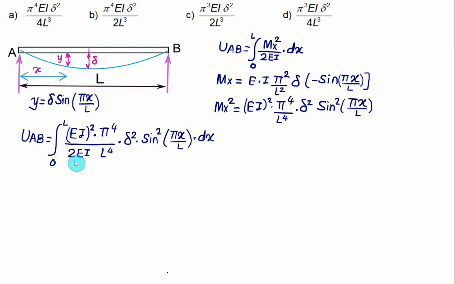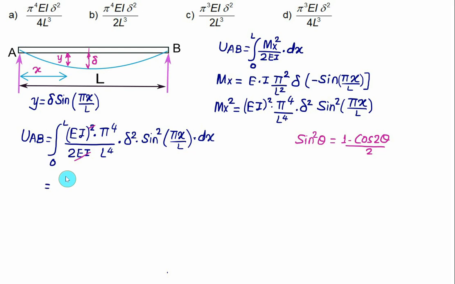So this term of EI gets cancelled here, and we can take out EI π⁴ δ² divided by 2 times L⁴ outside the integral sign. Then we have the sin² term left. We know that sin²θ is equal to (1 minus cos 2θ) divided by 2. So we'll do this substitution and we'll solve this integral.